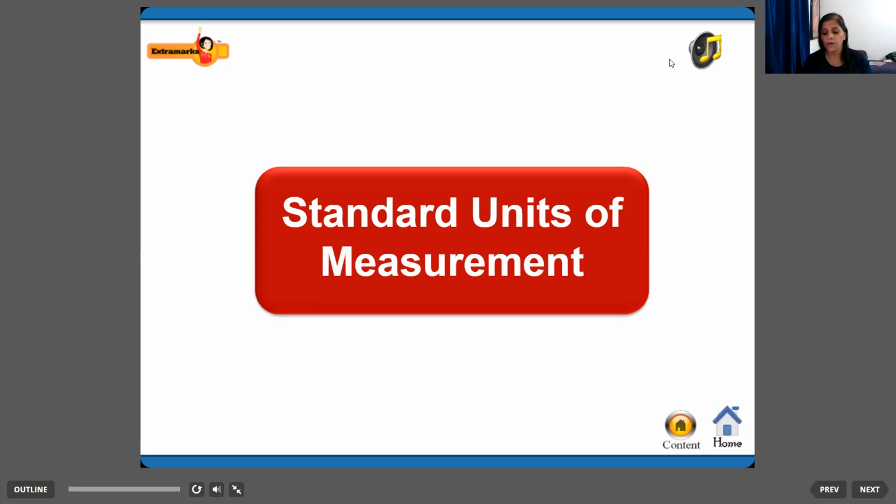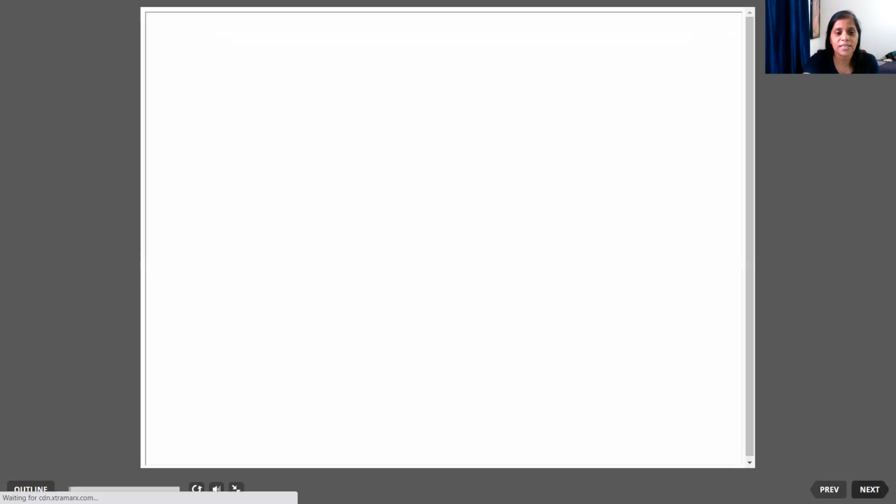Now we can repeat all our measurement activities using a standard scale and measure in SI units. Before we do that, we need to know the correct way of measuring lengths and distances. Let's watch another video in which you will understand.